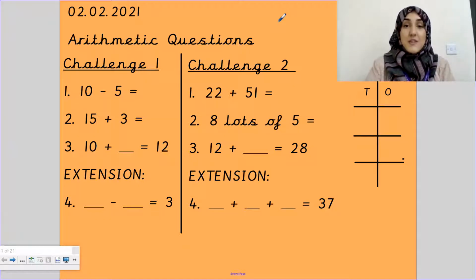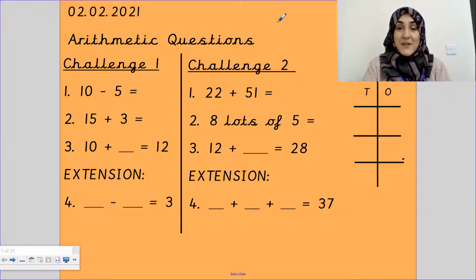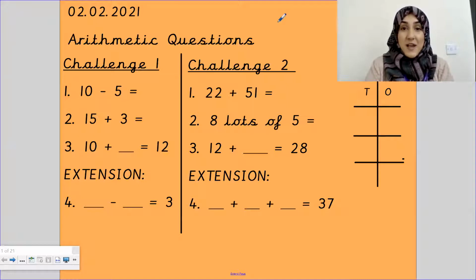In front of you, you have your arithmetic. If you would like to complete challenge 1, then please complete challenge 1. And if you would like to complete challenge 2, then please complete challenge 2. Okay, I am going to ask you to pause the video here, complete your arithmetic, and when we come back, we will go through the answers together. So pause, and I will see you in a few minutes.